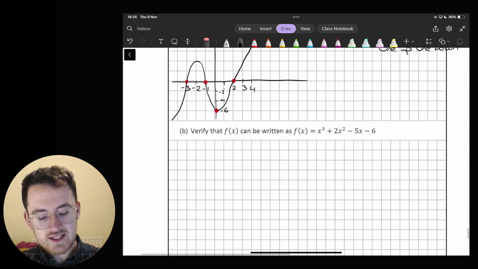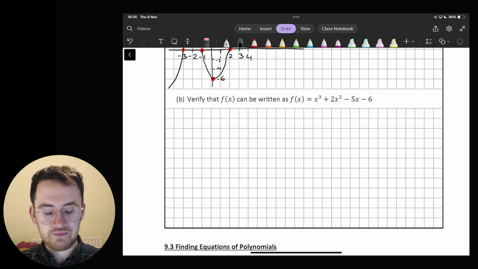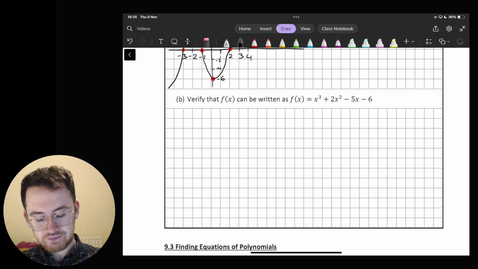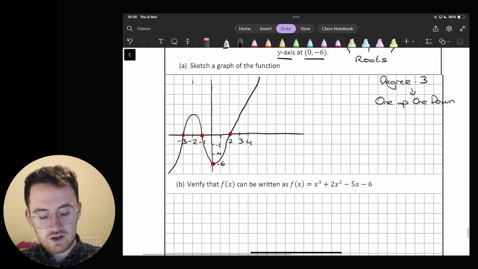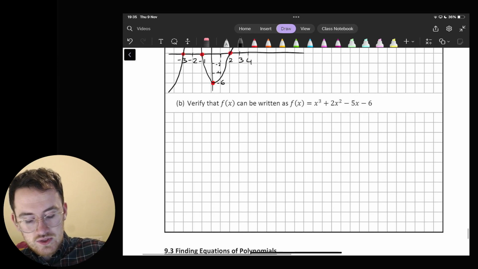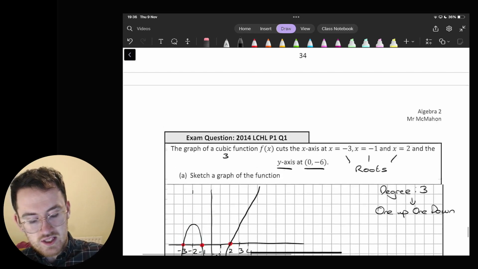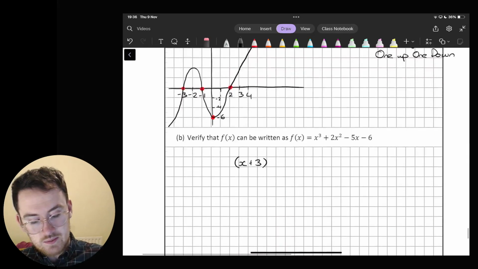Now the reason that I'm being quite particular in this case is that we haven't been given the exact polynomial. And that's what they're asking us about in the second part here, is verify that it can be written in this particular form. And the reason I'm being quite particular here, and it's something we're going to look at in the second section, is they've given us a point that the graph has to go through. So say for example I take my three roots and I rewrite them as factors. That would be x plus 3, x plus 1, and x minus 2.